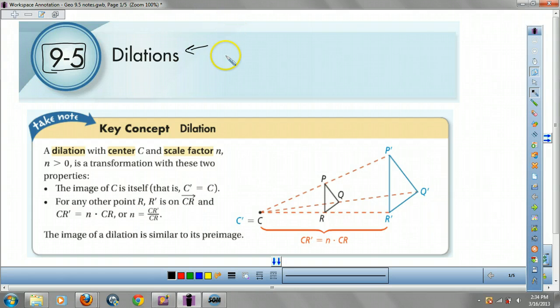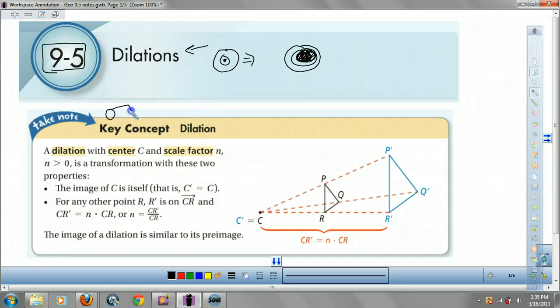Okay, when you think of dilations, think about if you've ever been to the optometrist and they dilate your eyes, right? And when they dilate your eyes, you end up looking like a crazy cartoon character. Because what's happening is your pupil, that black part of your eye, gets bigger and crazier looking, okay? So that's a dilation. It is a dilation, because dilations change the size of a figure. Okay? Key concept.